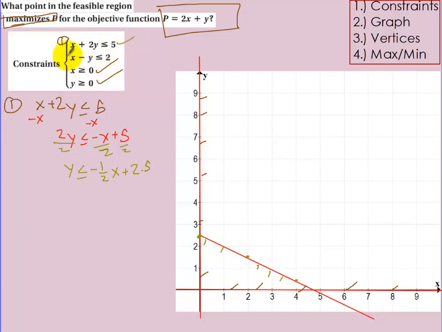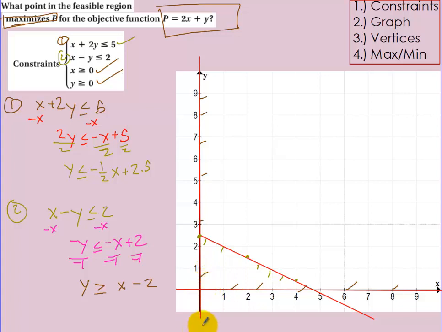So I did the top one. Now I got to do the bottom one. I'll call the second one 2. So that equation is going to be x minus y is less than or equal to 2. Well, I'm going to rearrange that so y is isolated. So I'll subtract x on both sides. And I get negative y is less than or equal to negative x plus 2. And then I'm going to divide everything by negative 1. Since I divide by a negative, I have to flip the sign. So my final answer is y is greater than or equal to positive x minus 2.